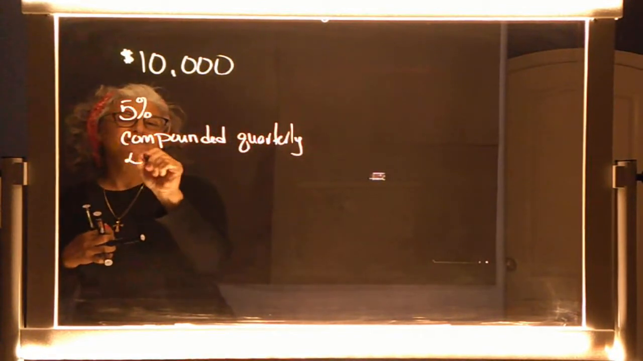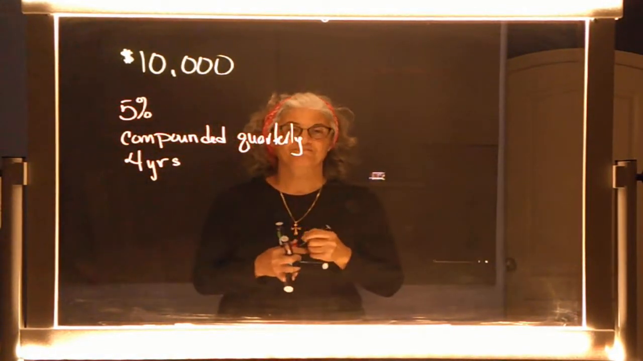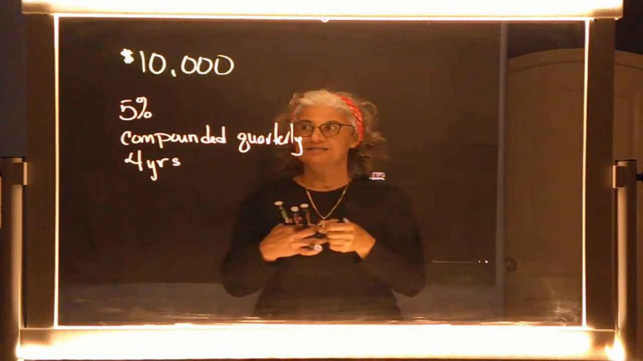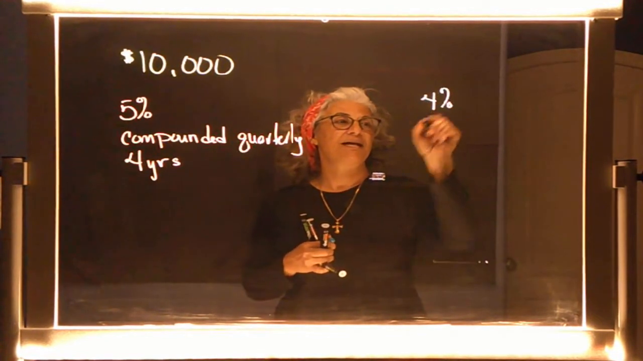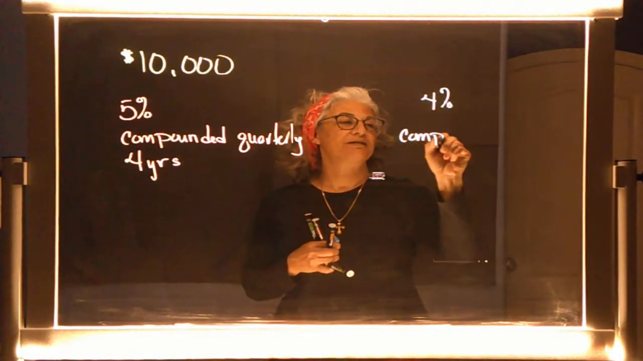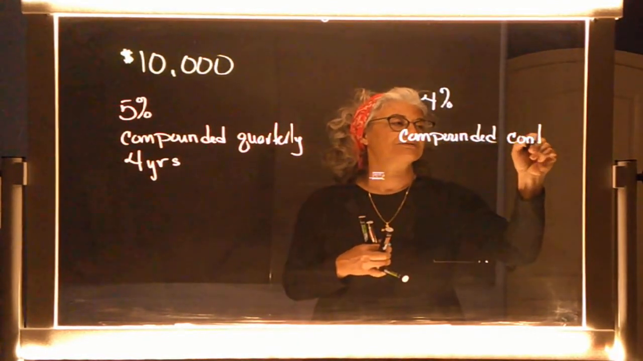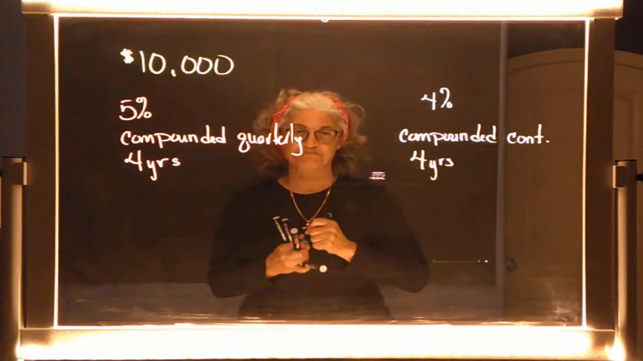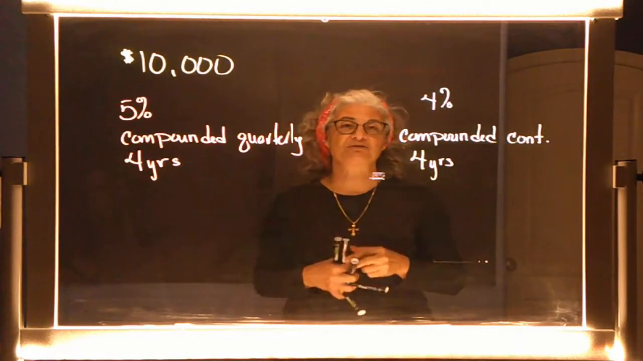And you're planning on leaving it in there for 4 years. Okay? You're looking at a second account. And the second account is paying 4% interest, and it's compounded continuously, and you're still going to leave it in there for 4 years. So you're like, well, which account would pay me more by the end of the 4 years?